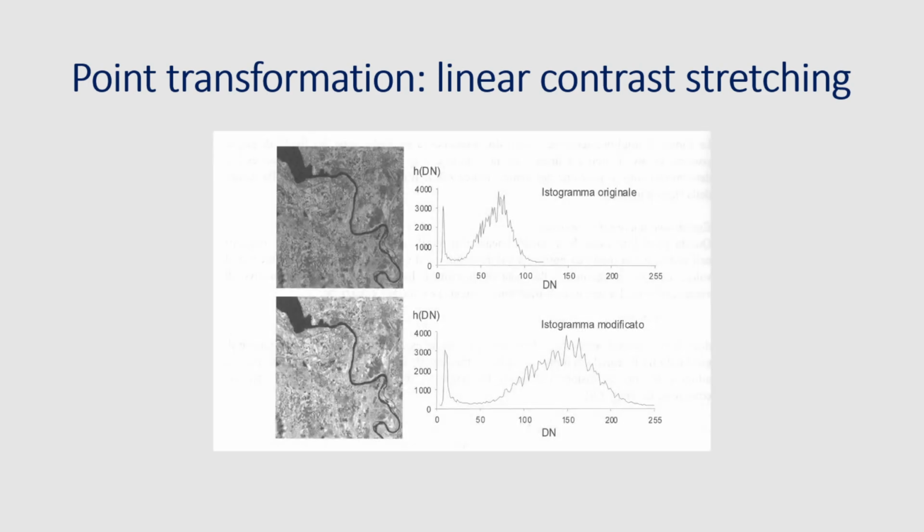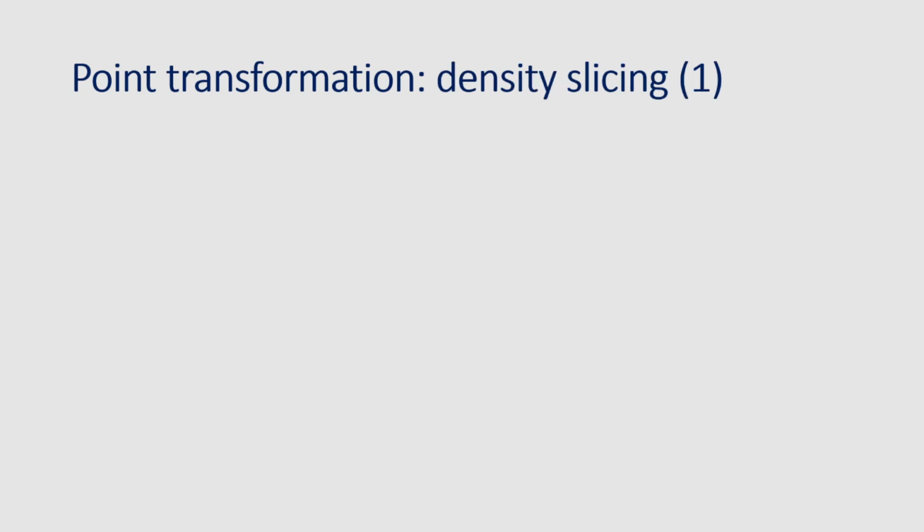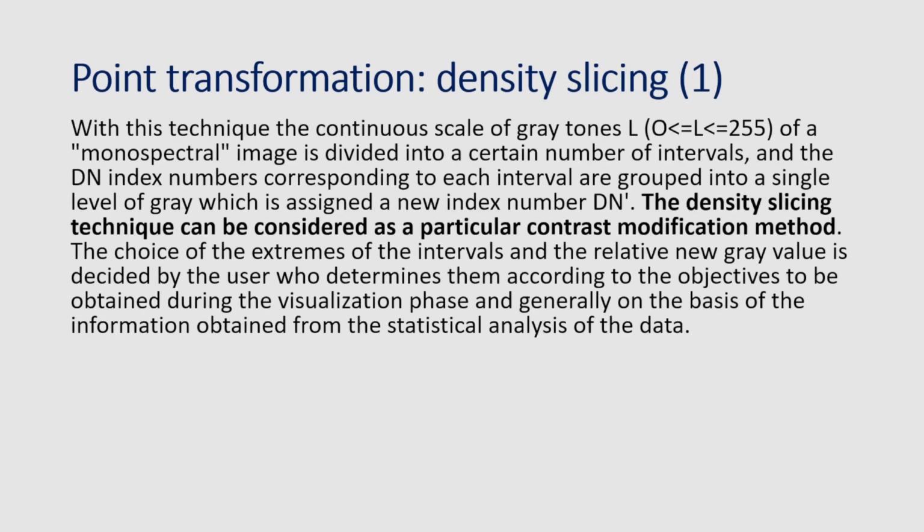Point transformation, linear contrast stretching. Example of satellite image and its histogram before and after the linear contrast stretching processing. Point transformation, density slicing.